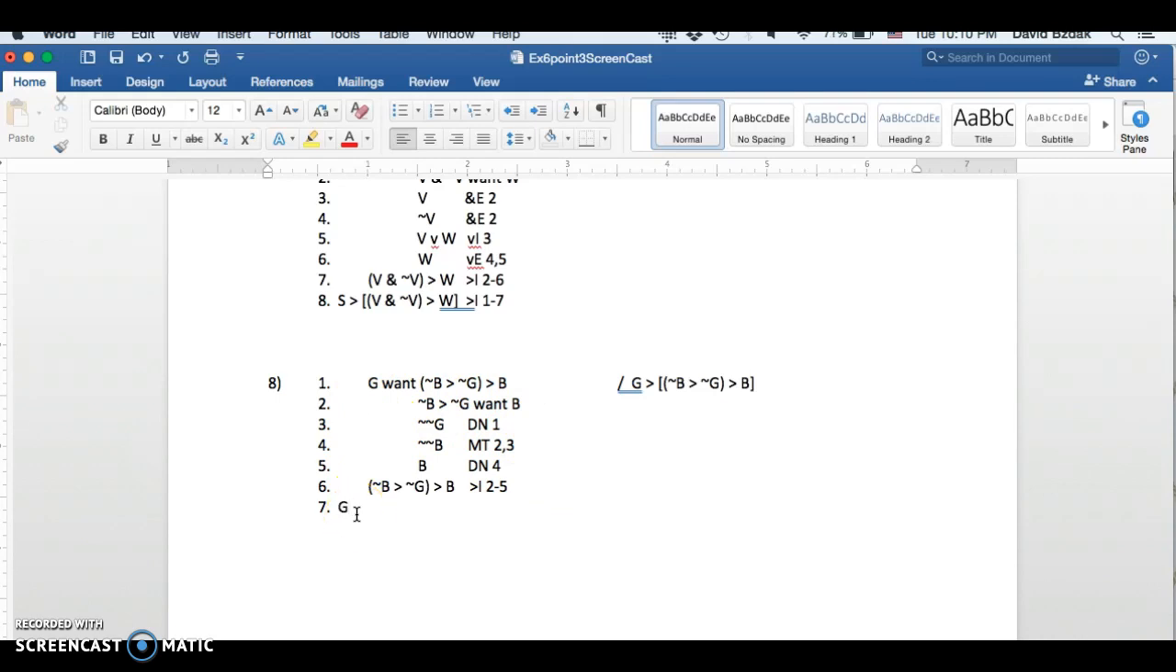G, conditional, not B, conditional, not G, conditional B. And that our assumption here was on line 1, and our consequent was on line 6. So conditional introduction 1 through 6.